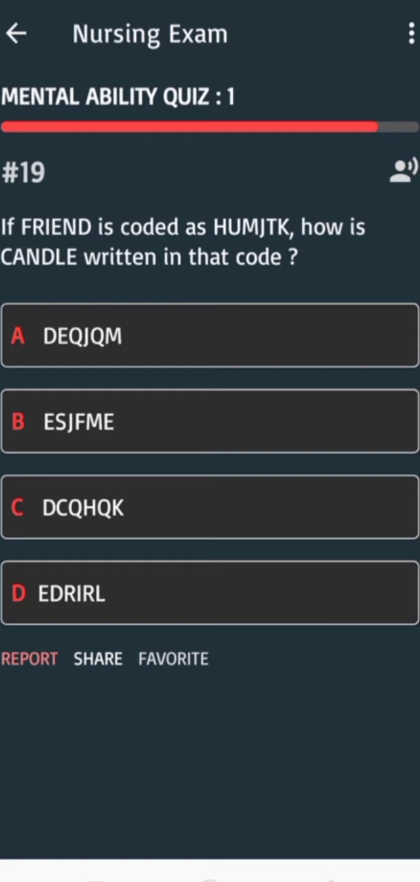If friend is coded as HUMJTK, how is candle written in that code? A. DEQJQM. B. ESJFME. C. DCQHQK. D. EDRIRL.